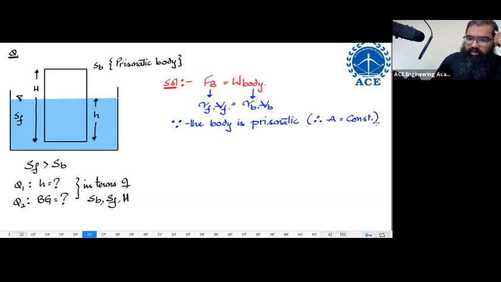Therefore, area has to be a constant. Therefore, I can write this equation again: gamma of fluid multiplied by cross-section area multiplied by, for the fluid displaced, how much height is there? Small h is there. This has to be equal to gamma of body multiplied by cross-section area multiplied by, for the body, how much height is there? Complete height is there. So I can cancel off area and area.